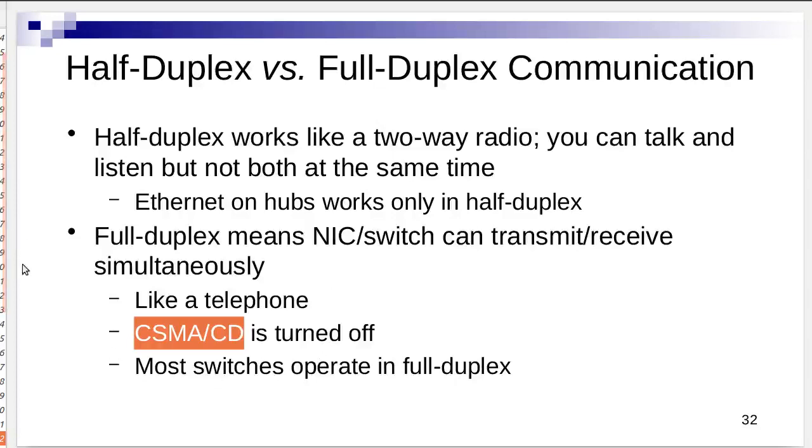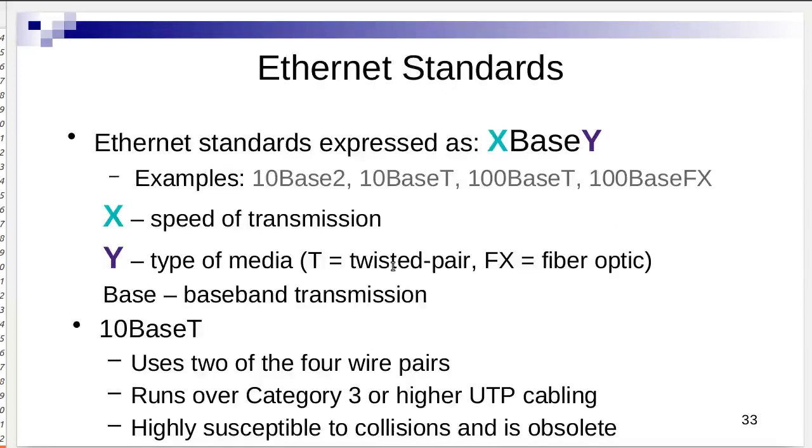If you do have a hub in your LAN, then one part of your network will go to half duplex mode. And so sharing the bandwidth. Okay, so let's take a look at some Ethernet standards.